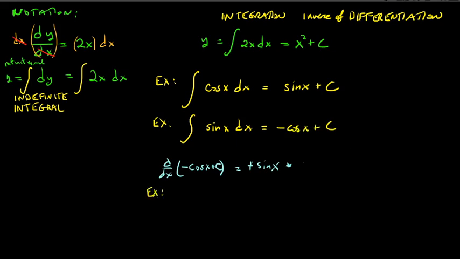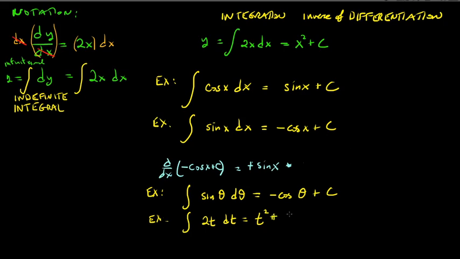And one thing I should emphasize, of course, is that this x is sort of a dummy variable, right? If you want to do an integral of, let's say, sine of theta with respect to theta, right, then you just change the x to the angle theta, right? So this is just negative cosine of theta plus c, right? If you want to do the integral of 2t with respect to t, well, we did 2x earlier. That's just x squared plus c. So this will be t squared plus c.